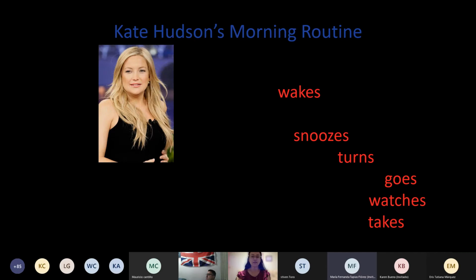Okay, Kate Hudson's morning routine. According to HuffPost, Kate wakes up between 6:30 a.m. and 7:30 a.m., but always snoozes for 15 minutes. She turns on the coffee machine and goes back upstairs and watches morning yoga. She takes the kids to school.